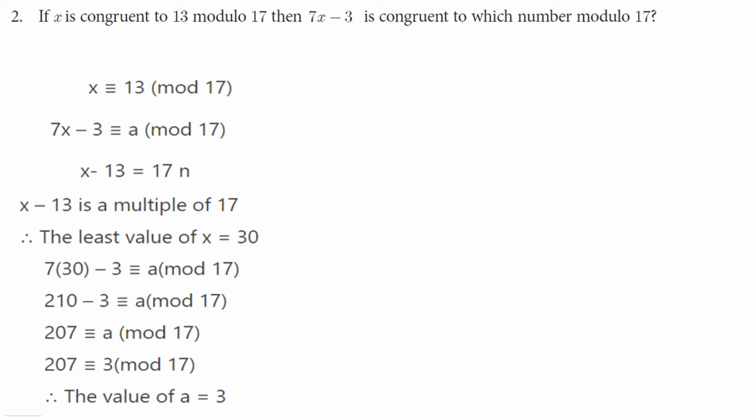So next we substitute the value x equal to 30 in 7x minus 3. Therefore 7 into 30 minus 3 congruent a mod 17. 7 into 30 is 210, minus 3, 207 congruent a mod 17. So 207, if you divide by 17, you get the remainder 3. Therefore the value of a equal to 3.